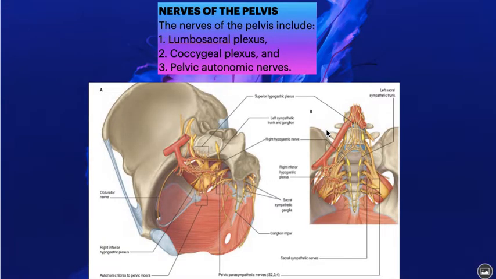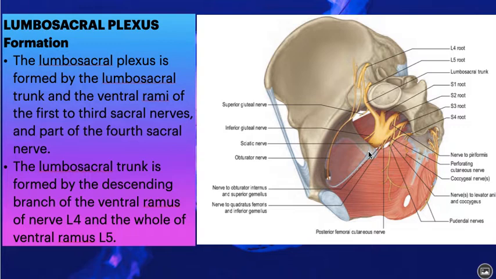Coming to the nerves of the pelvis, they include the lumbosacral plexus, the coccygeal plexus, and then the pelvic autonomic nerves. The lumbosacral plexus is formed by the lumbosacral trunk, you can see over here, and the ventral rami of S1, S2, S3, S4 nerves. The lumbosacral trunk is formed by the descending branch of the ventral ramus of nerves L4 and L5. This is formed a lumbosacral trunk along with these nerve roots.